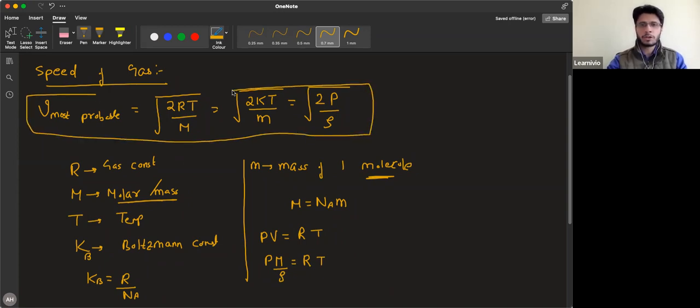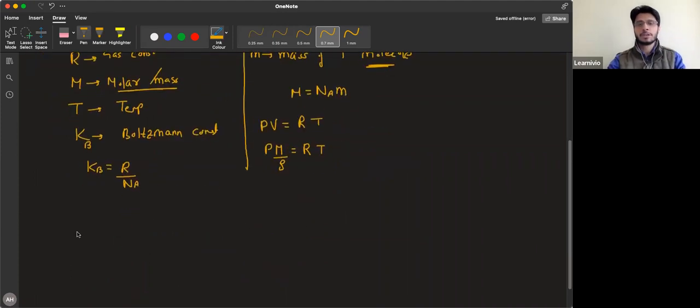So you should remember the expression of speed in terms of temperature and molar mass, temperature and mass of one molecule, and pressure and density. Similarly, after most probable, you should have the average speed. Average speed is root over 8RT by pi M.